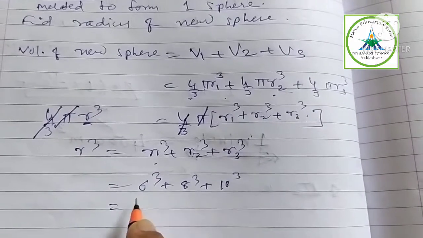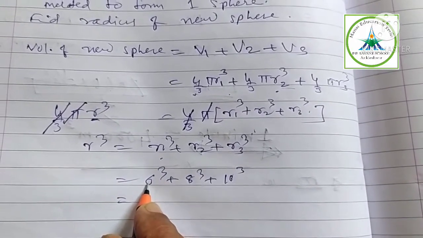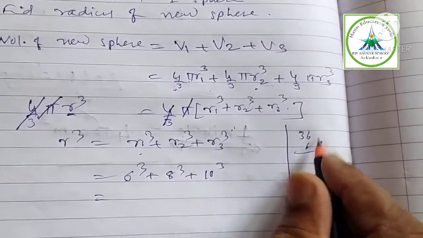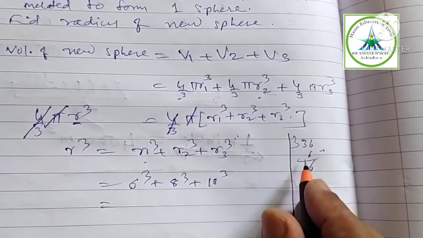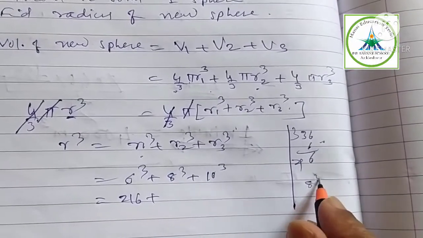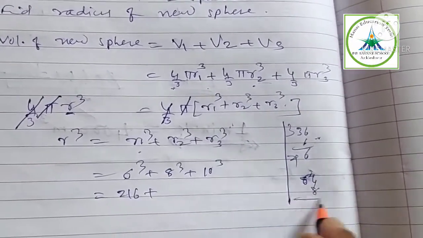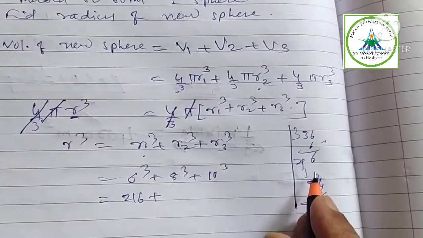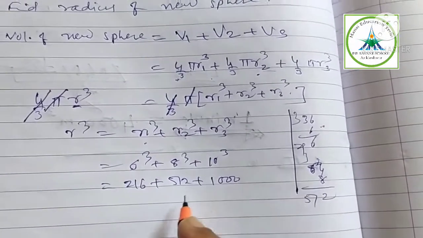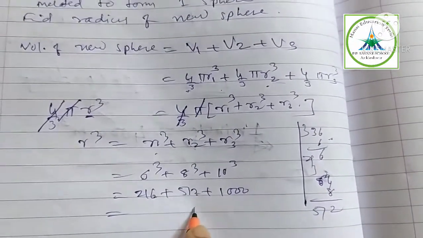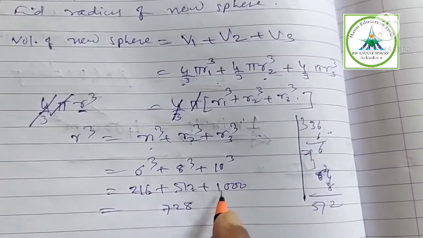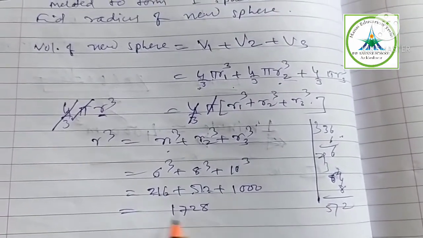Now see, 6 cube: 6 times 6 is 36, multiplied by 6. If you don't know directly, you can multiply in the rough column here. 36 multiplied by 6 is 216, plus 8 cube. Yes, 64 multiplied by 8 is 512, plus 10 cube, 1000. Right? Now add: 6 plus 2, 8. 1 plus 1, 2. 2 plus 5, 7, 1. So we got r cube equal to 1728.